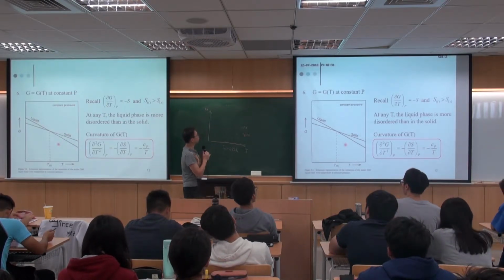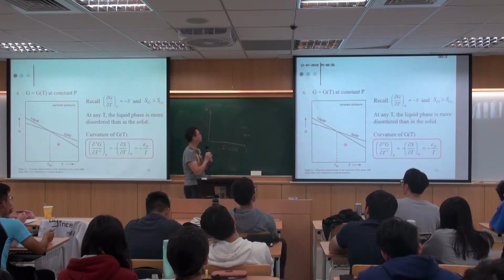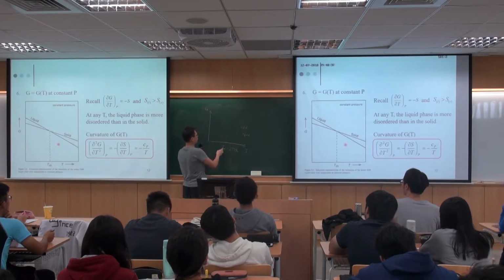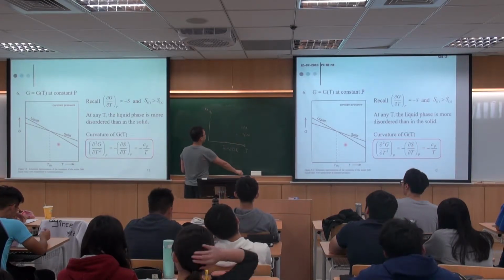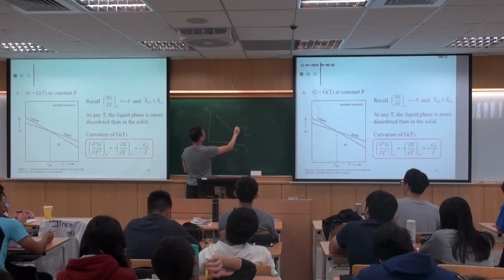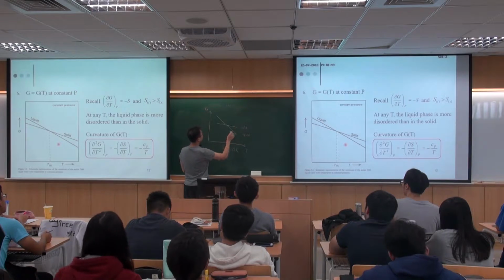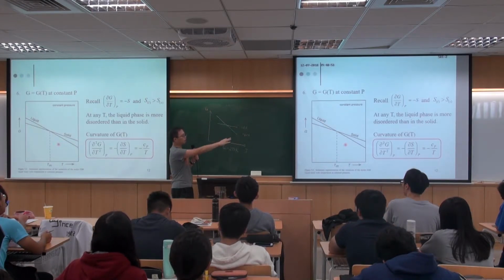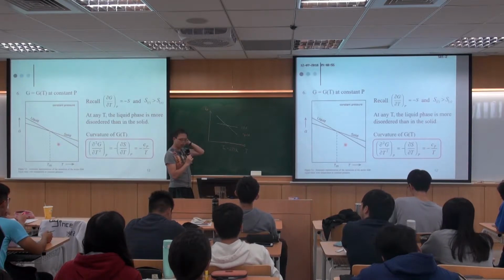The Gibbs free energy for the solid phase is greater than that for the liquid phase. And we know that at the melting temperature, these two are the same, right? So then you can make a line, something like this. So this is the same as what we see in the slides.